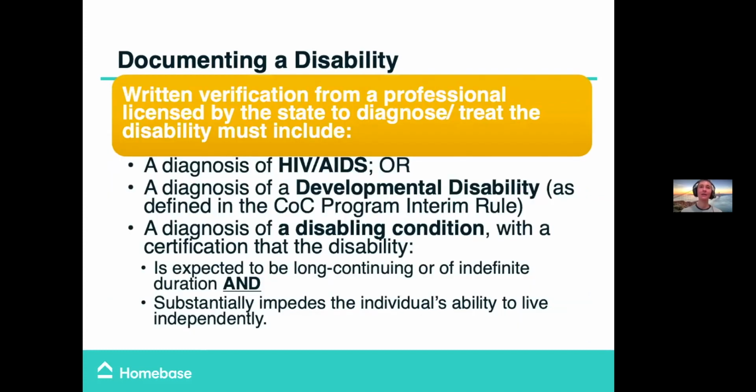The next slide gets into some specifics that you should think about when you're using a verification, like a letter from a professional licensed by the state to diagnose and treat. That letter has to clearly document and verify either a diagnosis of HIV or AIDS, a developmental disability diagnosis that meets HUD's definition, or a diagnosis of a disabling condition that meets HUD's definition. So it has to be included in that letter from the medical professional that it's going to last for a long time, that it's chronic, and that the condition substantially impedes the individual's ability to live independently. There's actually a documentation form for this. It can be helpful to just give that form to the medical professional if they're willing, because that allows them to just check boxes that will make sure that their response meets these requirements.